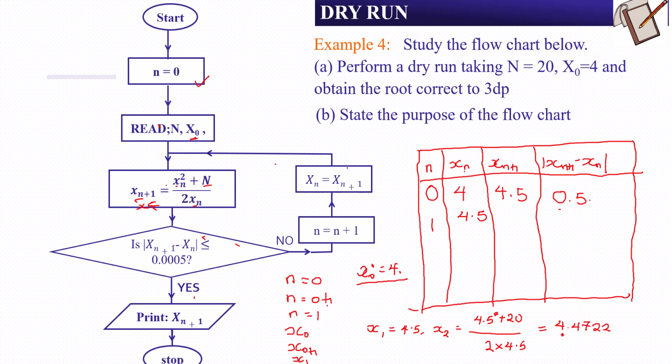4.4722. Now you realize that I'm writing this in 4 decimal places. That depends on the number of dps they want your answer to be in. Here our answer must be in 3 dps. That means we must work with greater than 3 dps. Then we come here and put our 4.4722. So this is our xn plus 1, which is our x2. Then when we subtract 4.4722 minus 4.5, we get 0.0278.